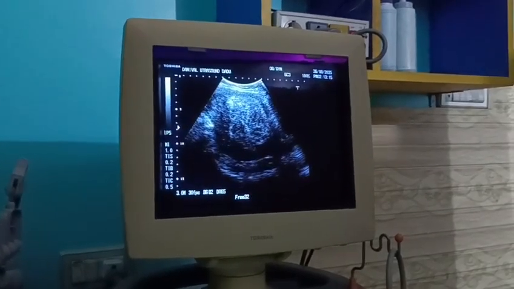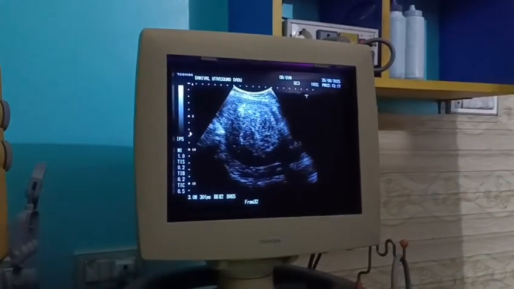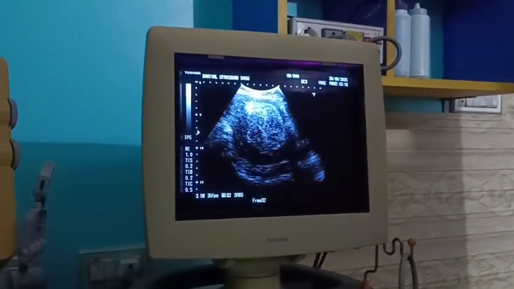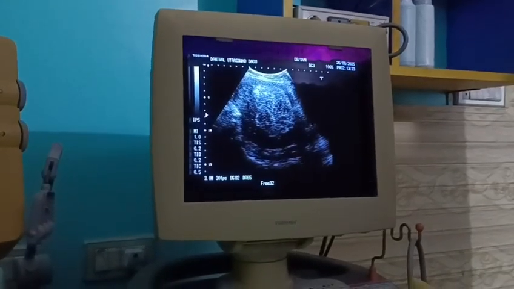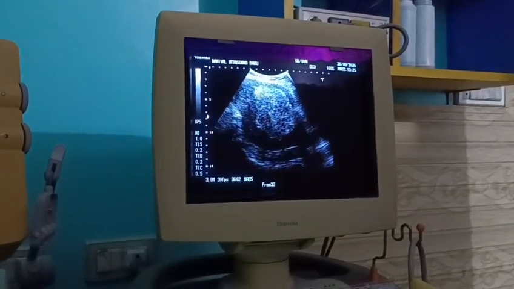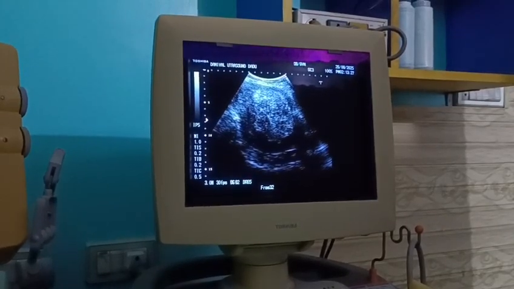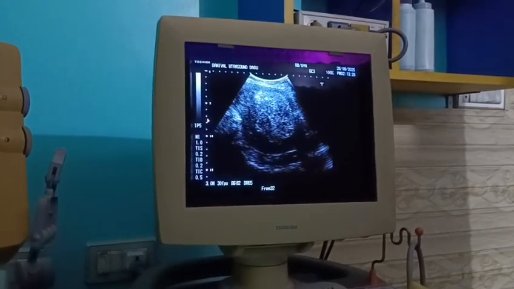Differential diagnosis usually includes submucosal fibroids, endometrial polyps, and endometrial neoplasms. So the patient has to undergo further evaluations like Doppler, MRI, and histopathology.